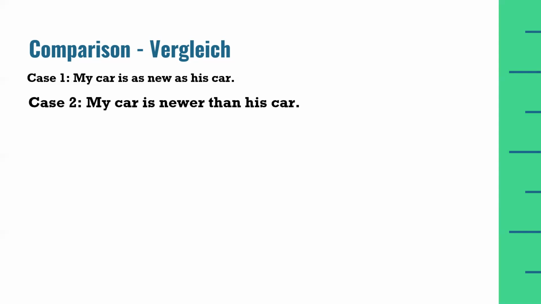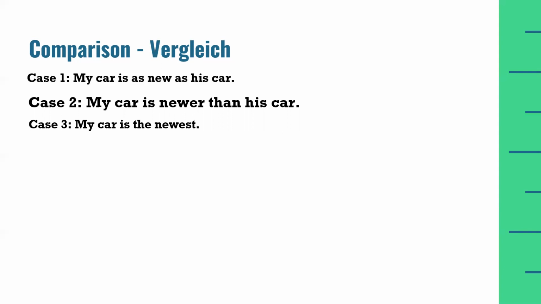In lesson number 11, we went through 3 different cases. In the first case, the first level of comparison is that we compared the characteristic of 2 things, and both things have the same level of the characteristic that we are comparing. So if we compare the newness of 2 cars, both cars are new.